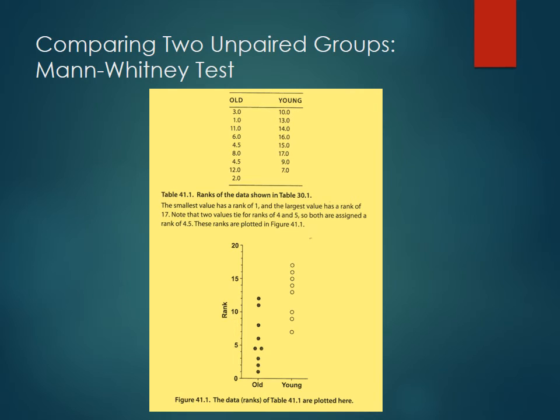So here, we're comparing the old and the young rats together. You can see how, just by ranking the values, you can have multiple values that have the same rank. If you notice, there are a couple of values that were the same. They just get lined up side by side there.